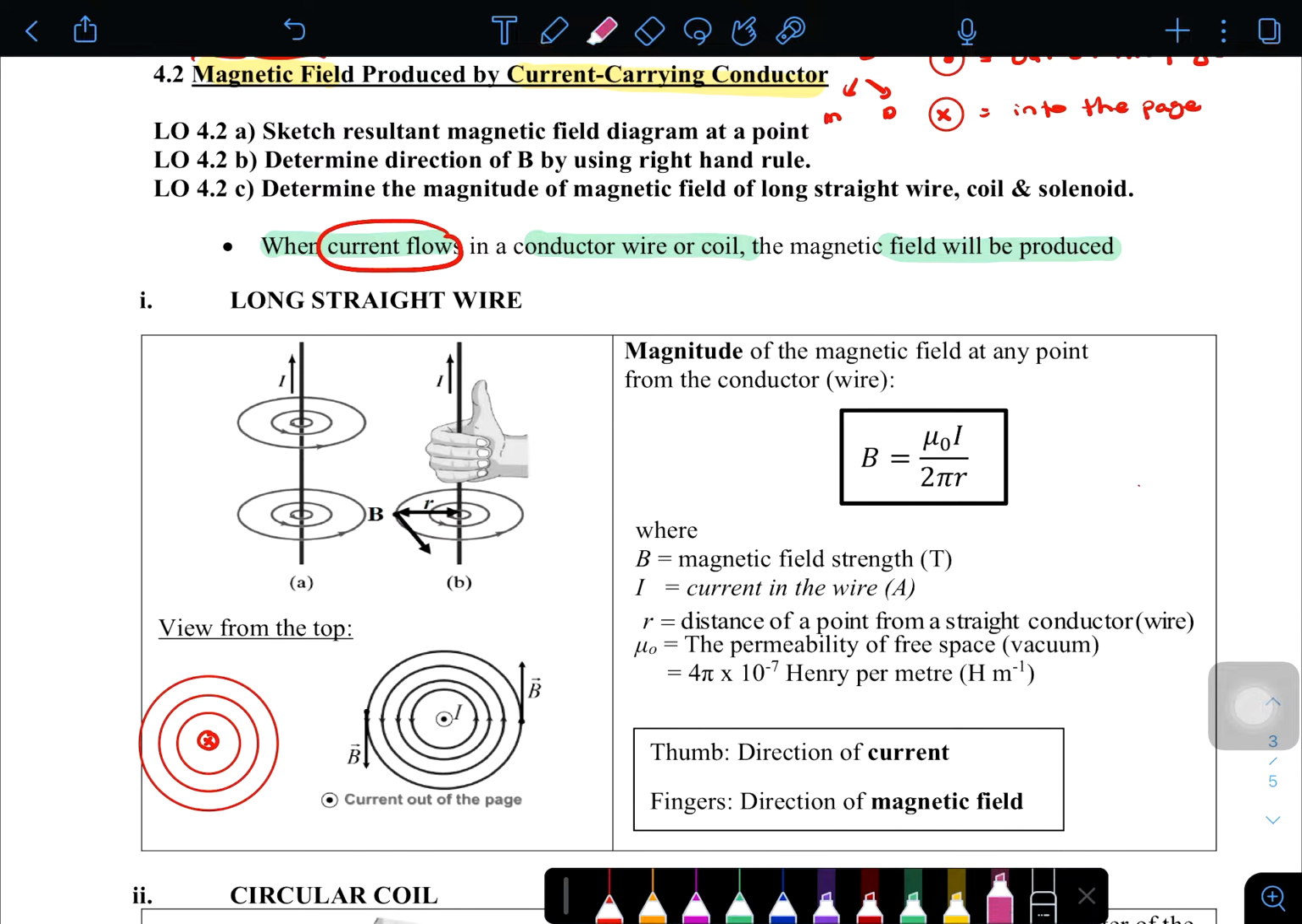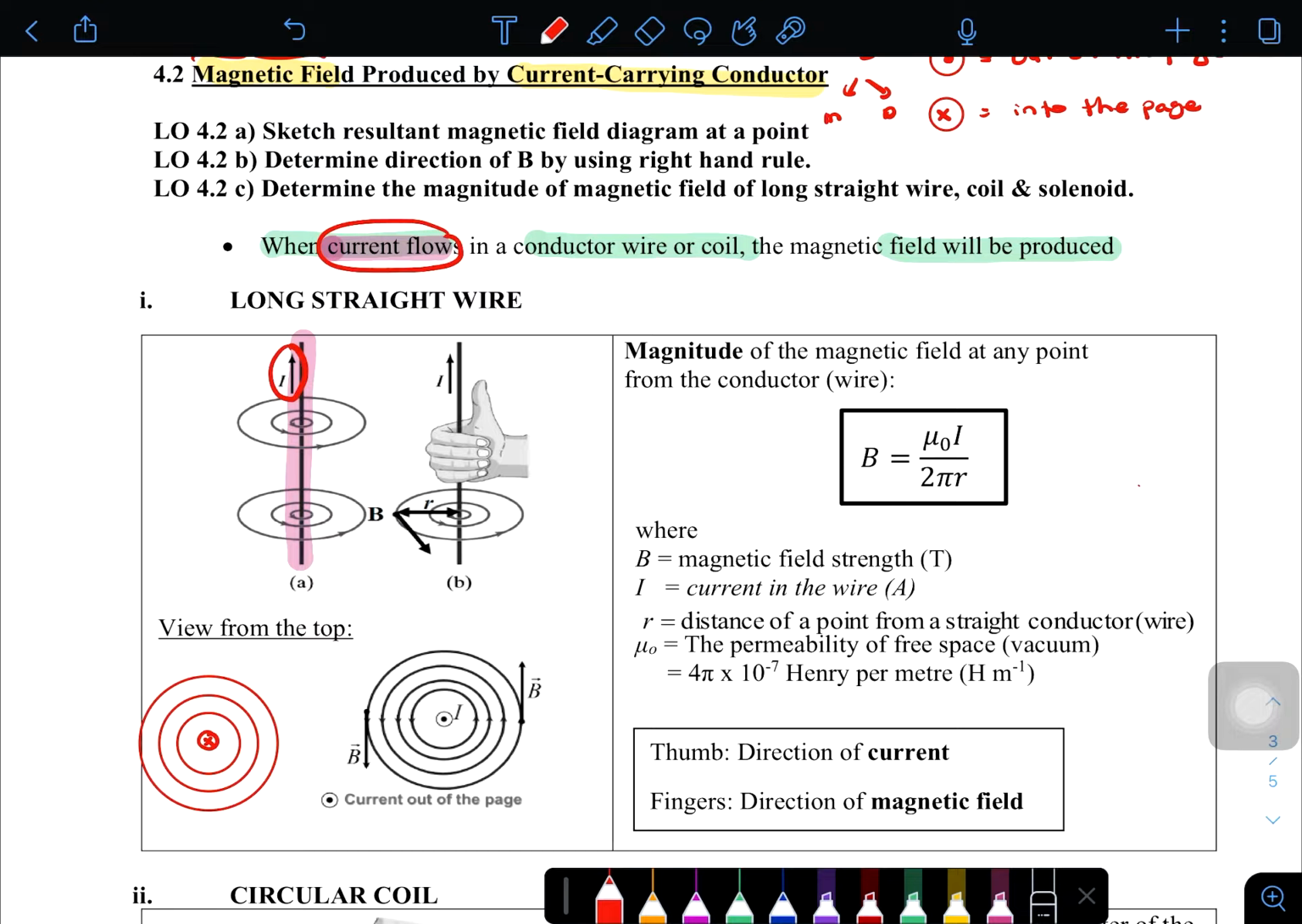Okay, apa maksud long straight wire? Dia ialah satu wire yang lurus. Long straight wire. Tetapi syarat untuk ada B, dia kena ada current flow. So, dalam long straight wire saya, ada satu current flow. So, bila ada current flow, akan ada B. So, how to calculate B?